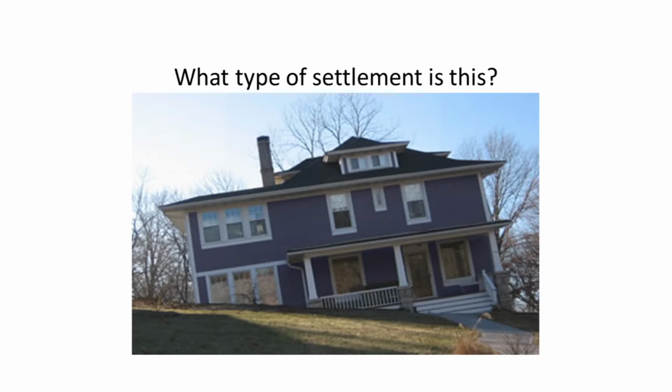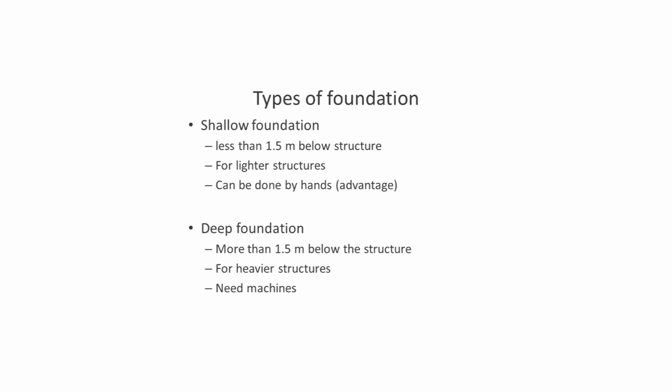Then you can be able to see now, even if the examiner gives you a type of structure like this and asks you what type of settlement it is going to be, when you see slanting on one side, that means it's going to be your differential settlement.